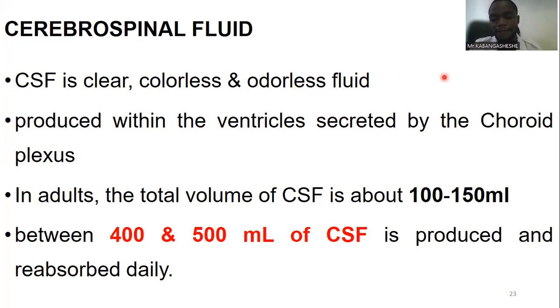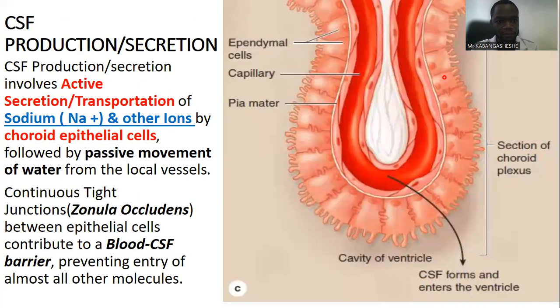If there's any disturbance in the rate of production and absorption, then you find that there's accumulation of CSF, and that way intracranial pressure increases. The pressure within the cranium increases, and that can cause serious problems to an individual. One of them is herniation of the brainstem within the foramen magnum. Now, let's look at production, or rather secretion, of CSF.